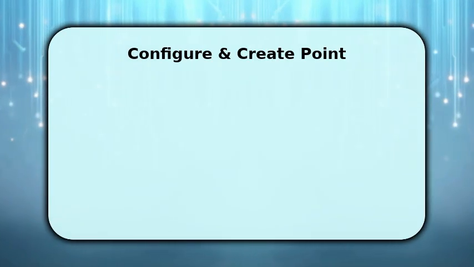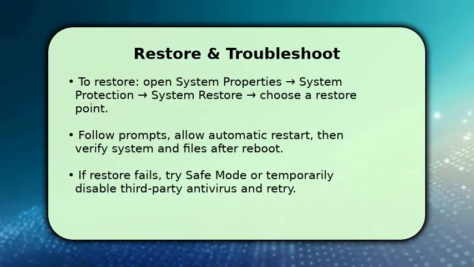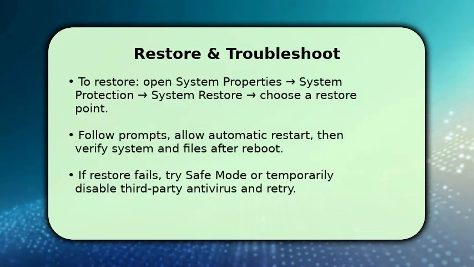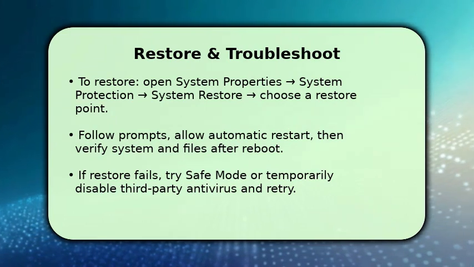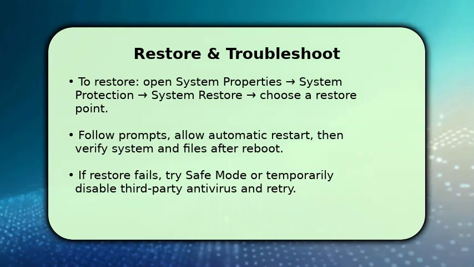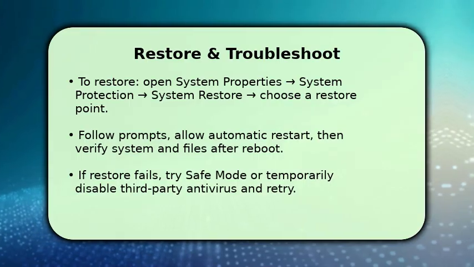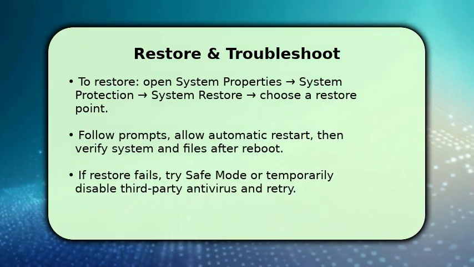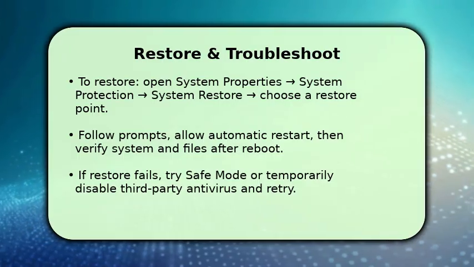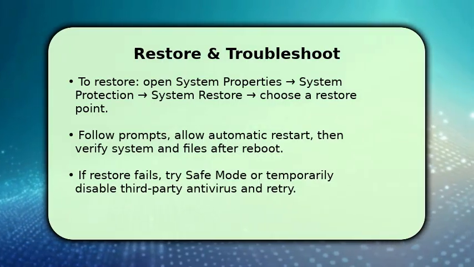When you need to revert, open System Properties, go to System Protection, and choose System Restore. Pick the restore point you created and follow the prompts. The system will restart and apply changes. Make sure to save work beforehand. After reboot, verify that the issue is resolved and check key apps.